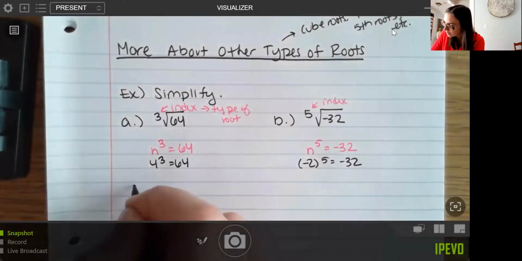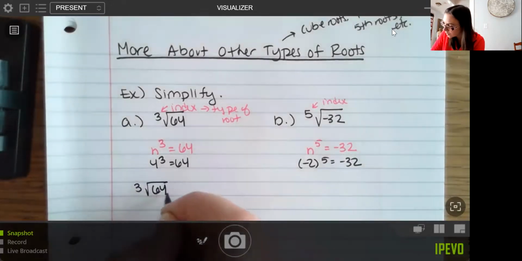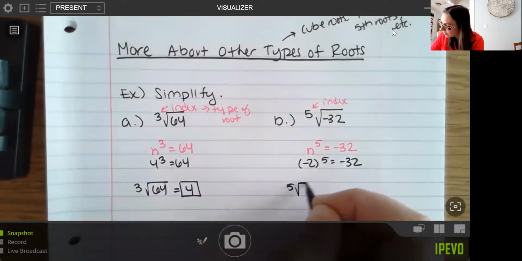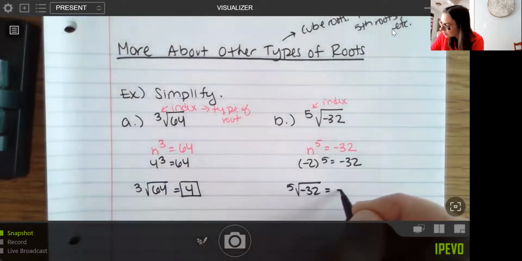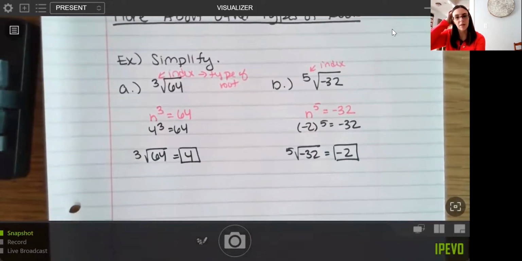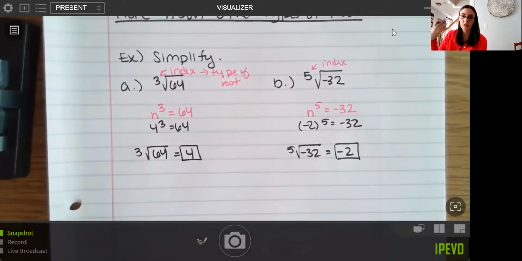So our answer here for the cube root of 64 is just 4. And then for the fifth root of -32, it's -2. It's the same sort of idea as we deal with square roots, but you're thinking about a higher power. What value to that higher power is going to give you that final answer.